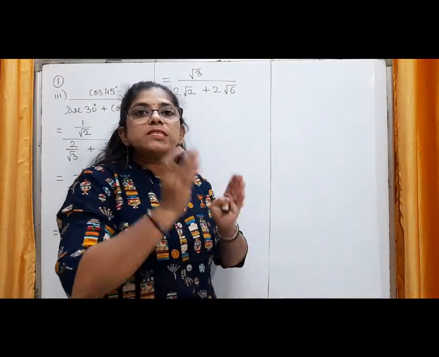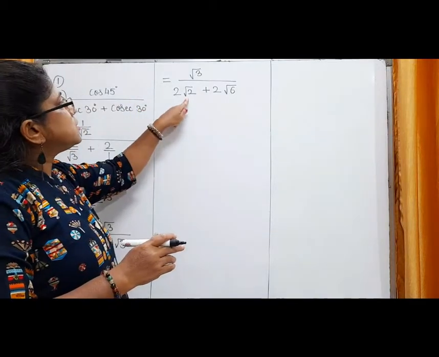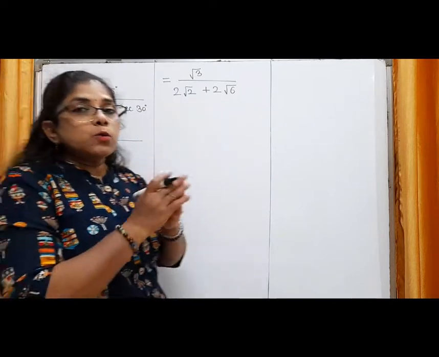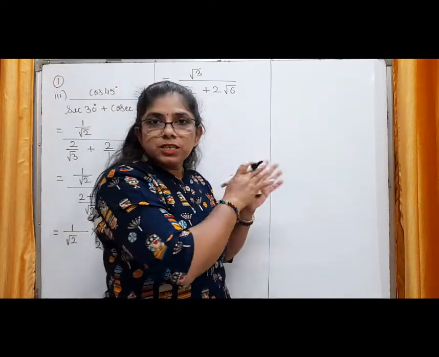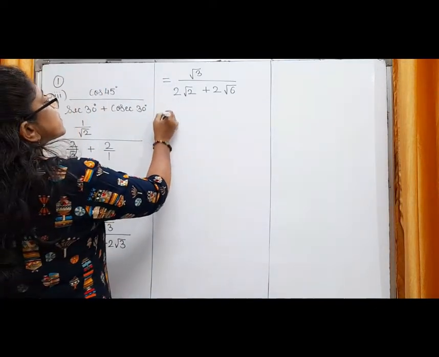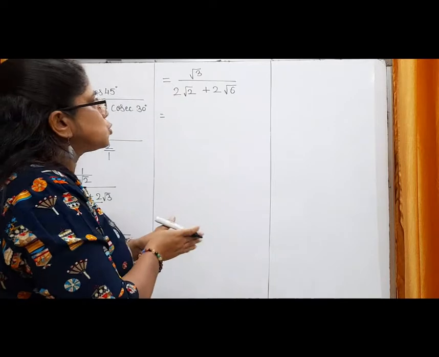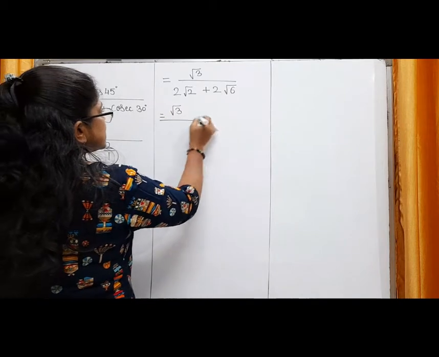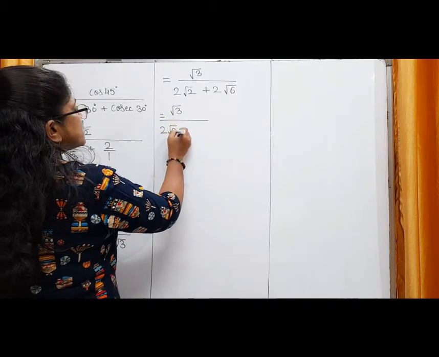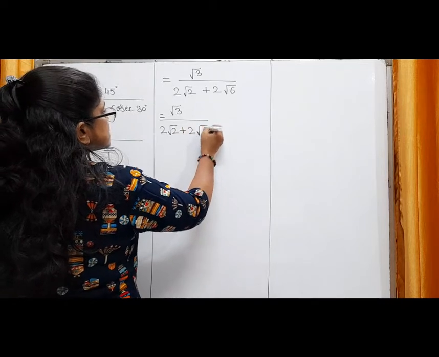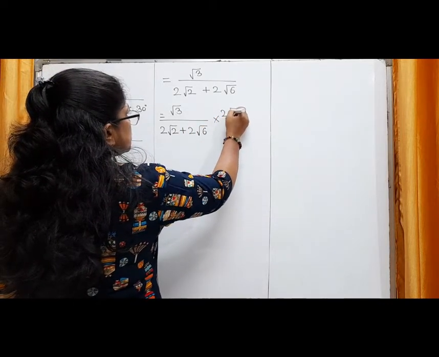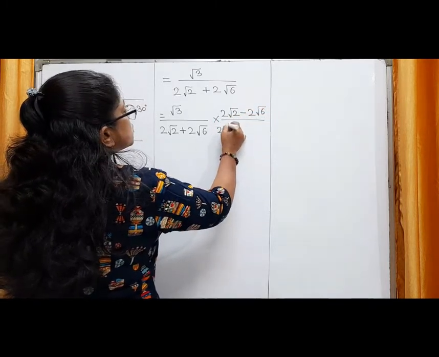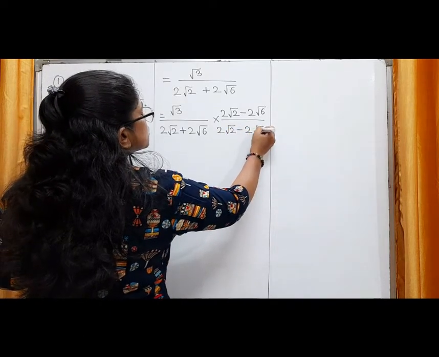denominators should always be a rational number. If it is not a rational number, we have to make it rational by using the rationalizing factor. How to rationalize the denominator, we have already learnt in our previous class, that is in standard 9. So here the rationalizing factor is 2 root 2 minus 2 root 6. Our numerator as well as denominator, we have to multiply with the rationalizing factor 2 root 2 minus 2 root 6.